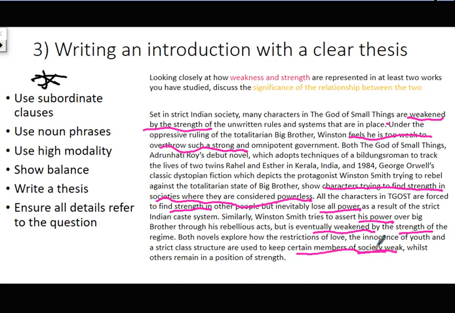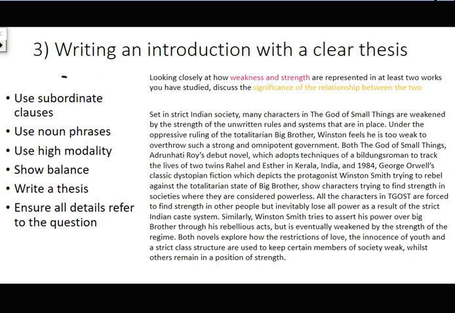Certain members of society are weak, whilst others remain in a position of strength. So make sure you link to the question all throughout. Every detail needs to be relevant to what you're saying about that question. Okay. So that's introductions.